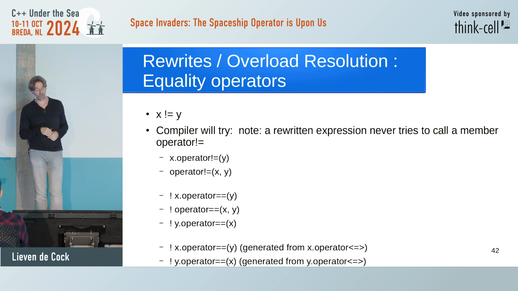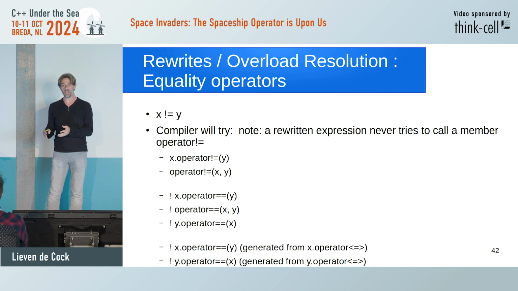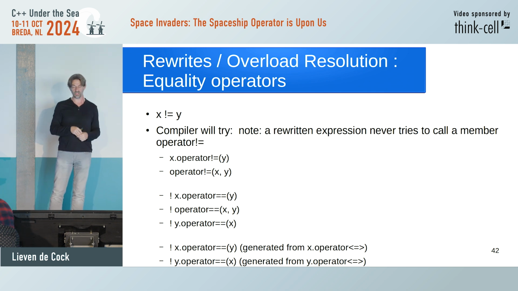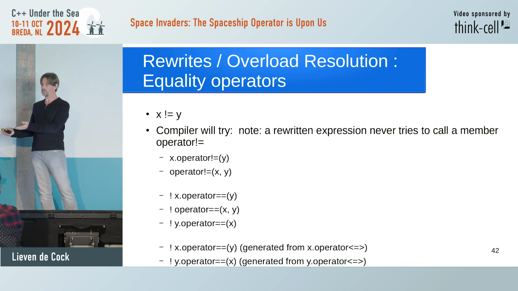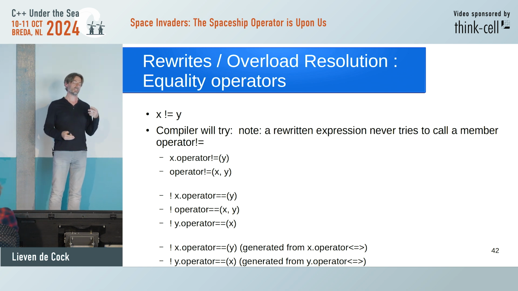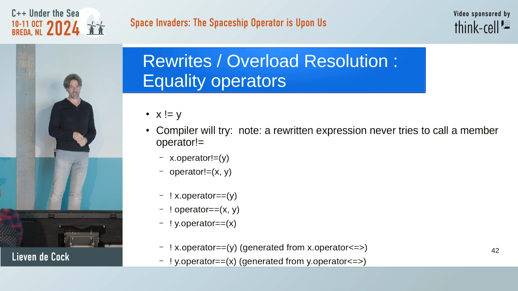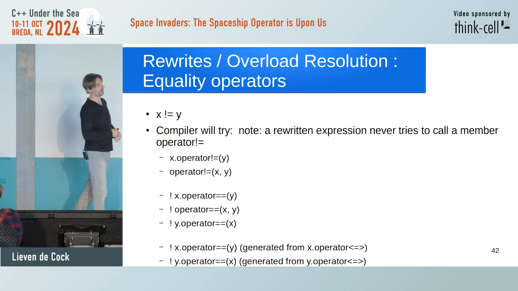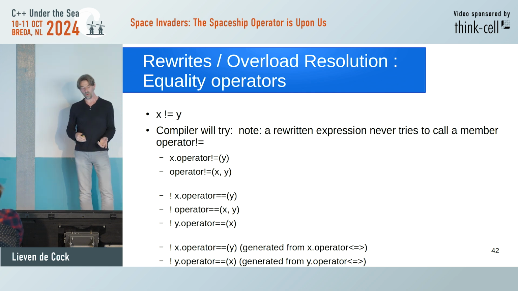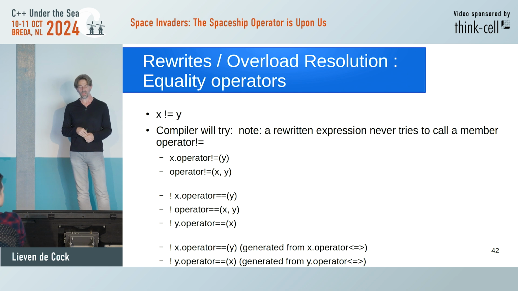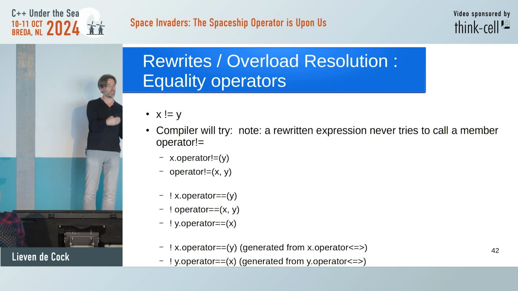Or it tries the equality operator on the x type, taking a y, and takes the negation of that result. If that one is also not present, let's try something else. Let's try the equality operator on x and y, and take the negation of that. If that one is not there, let's try something more. Let's try the equality operator on y, taking an x, and then, again, negate the result. And if that is not possible, then let's see if the spaceship operator is present and what it brings to the table.